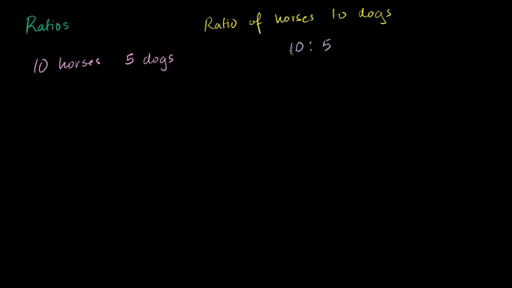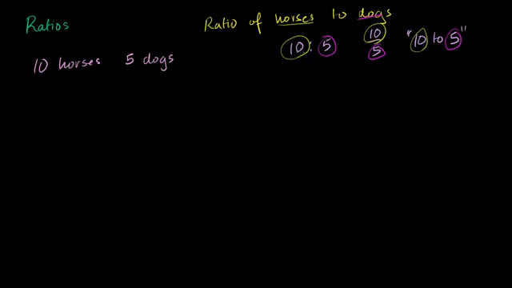Or I could also write that as a fraction. I could say the ratio of horses to dogs is 10 to 5. Or I could just write it out. I could say it is 10 to 5. These all are saying the same thing. And the thing I write first, or the thing that I write on top, is the number of horses. So this is the number of horses right there. If I want to talk about the number of dogs, this is the number of dogs. These are all just expressions that are comparing two quantities.